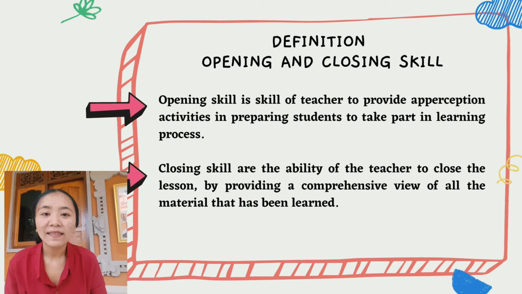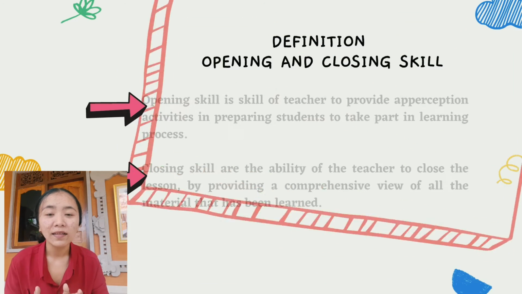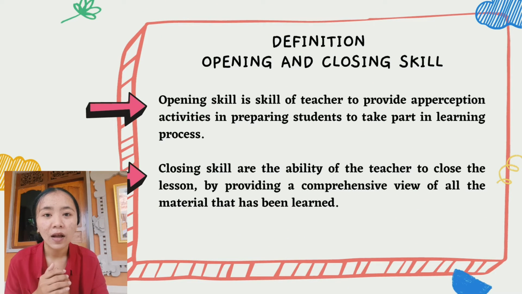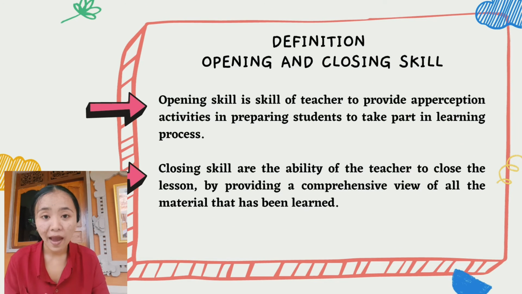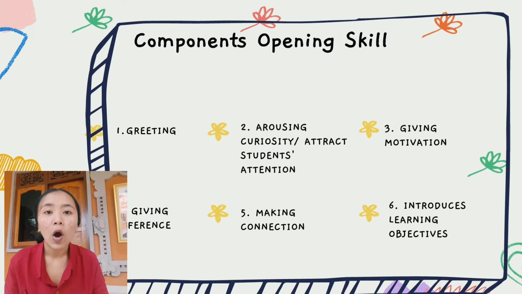So, opening skill refers to the teacher's activity in preparing students to take part in the learning process. Meanwhile, the closing skill is the ability of the teacher to end the lesson or to end the core activities by providing a comprehensive view of all the material that has been learned. So next I will explain about the components of opening skill and also closing skill in teaching.